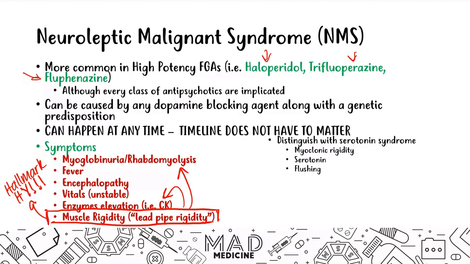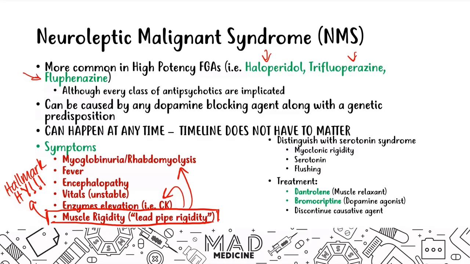Now, when it comes to treating NMS, neuroleptic malignant syndrome, you should use a three-pronged approach. You should have a muscle relaxant, specifically dantrolene, that you can use to treat the muscle rigidity. You should use bromocriptine, which is a dopamine agonist. And finally, you want to make sure you discontinue any causative agent. So if they're taking a first-gen antipsychotic, you want to discontinue that antipsychotic.